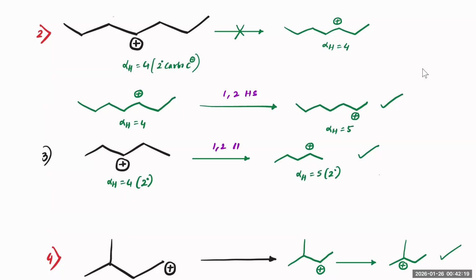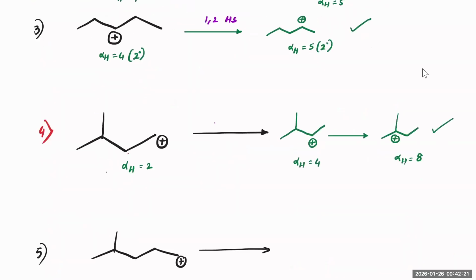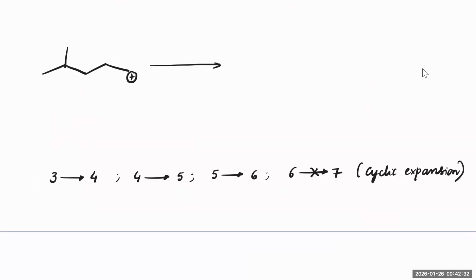1,2 hydrogen shift. Here also I did a 1,2 hydrogen shift, and here also I did a 1,2 hydrogen shift. Next, see the fifth one. In the fifth one, if you notice, I can get onto this position. So in that case, alpha hydrogens are 2. Now here alpha hydrogens are 5. So yes, this is definitely a possibility.